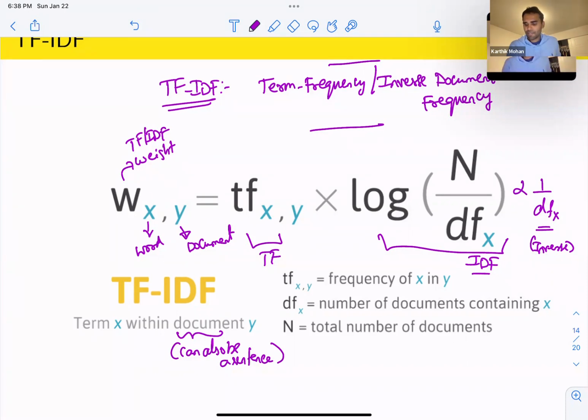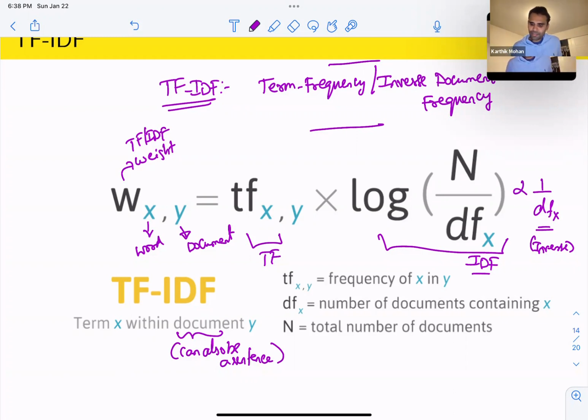In that case, the IDF component goes down, because the IDF is inversely proportional to the document frequency. So inverse document frequency: if you see a word show up multiple times in many different documents, then you probably don't want to put a lot of weight on it. So that's what the inverse document frequency is doing.